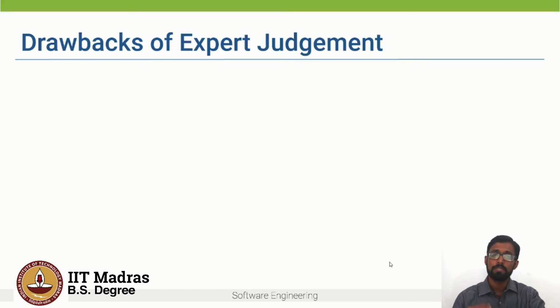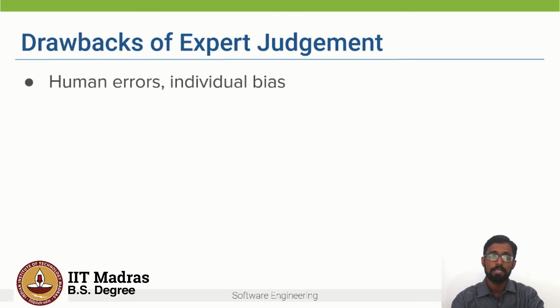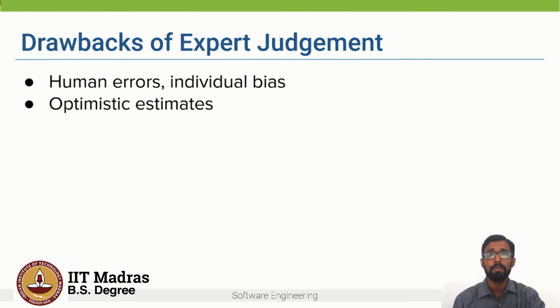Okay, so now let's look at some drawbacks of expert judgment. So one is these experts are humans and hence they can make errors. They can have some individual biases towards a particular technology or a particular framework. And hence, because of this, they might give some optimistic estimates based on their expertise. And also maybe if they want the contract to be won, then they might give even more optimistic estimates.